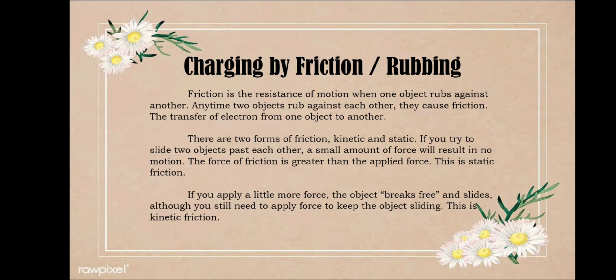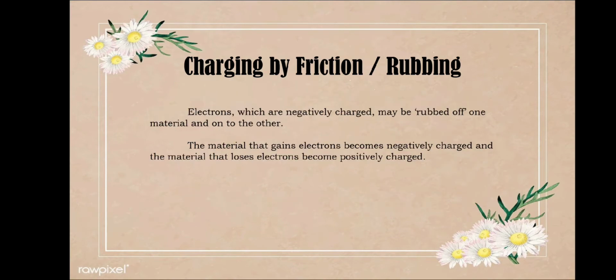What happens to the electrons when friction is applied? Electrons, which are negatively charged, may be rubbed off one material onto the other. The material that gains electrons becomes negatively charged. The material that loses electrons is left with a positive charge.